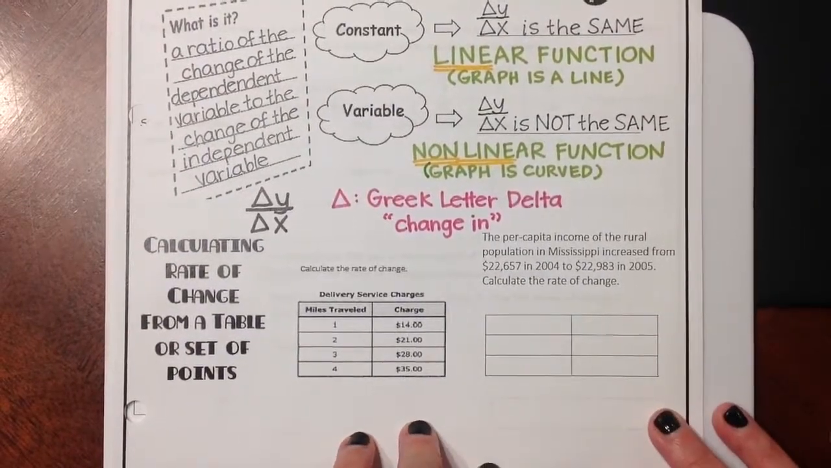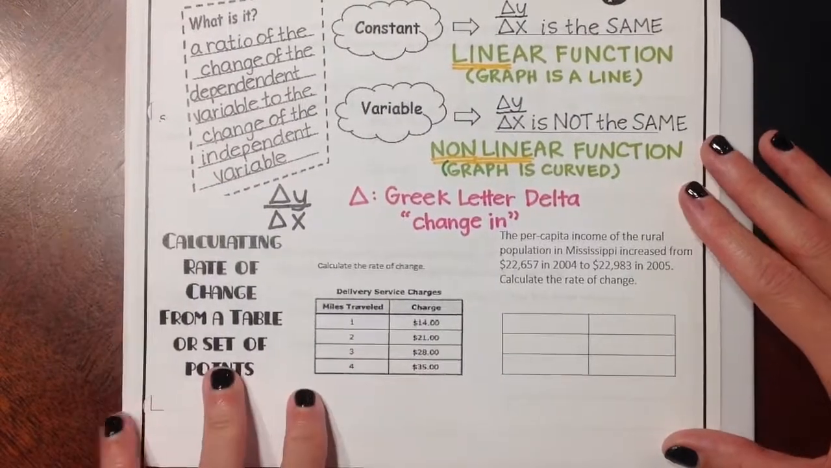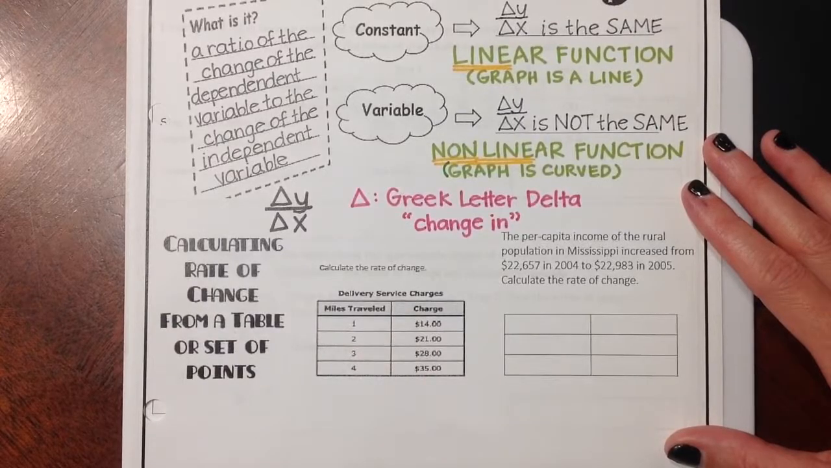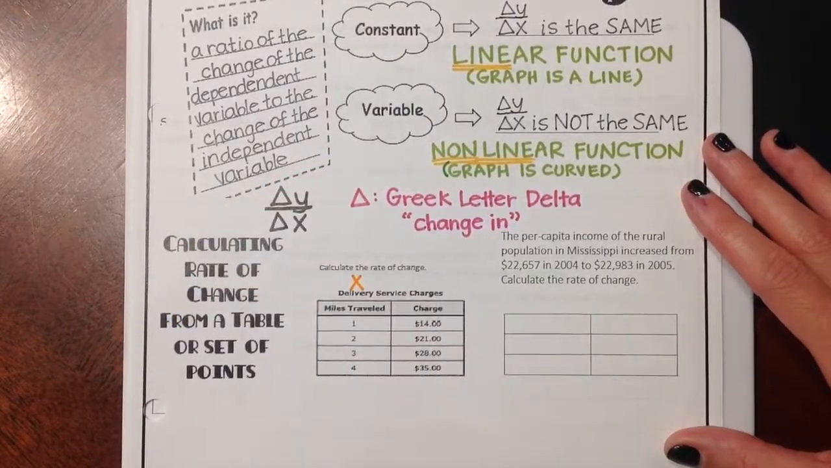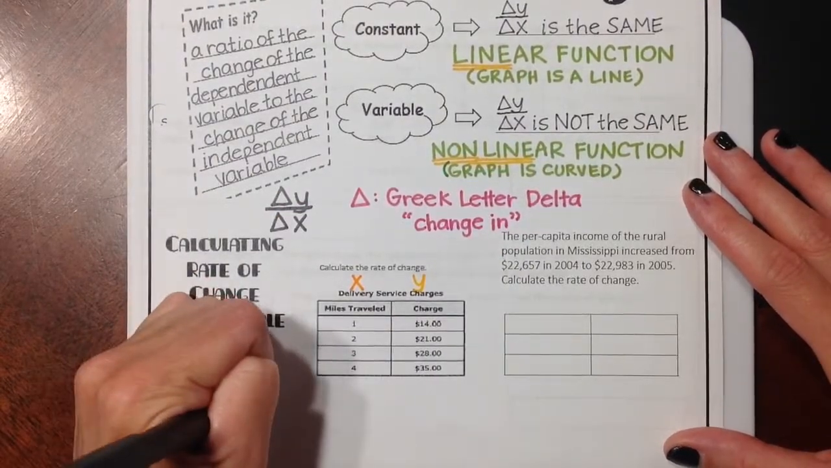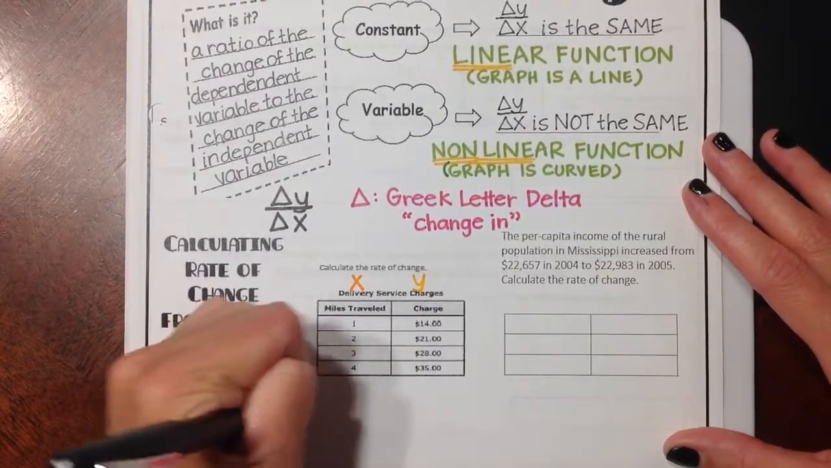The first thing we have is calculating the rate of change from a table. So I have a table of delivery service fees, miles traveled, and charges. So what I need to do is I need to be able to know what my x and my y values are. So remember, your x values are going to be in the left column always, and your y values are going to be in the right column. So we're going to set it up. We've got change in y over the change in x.